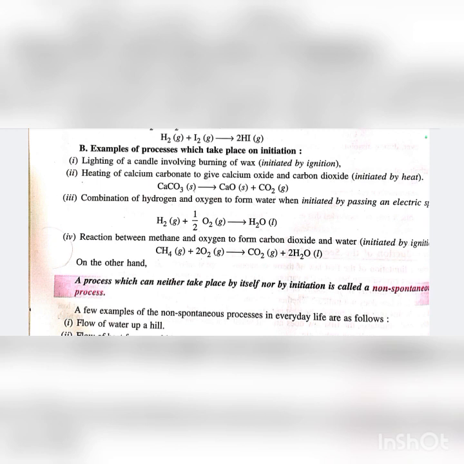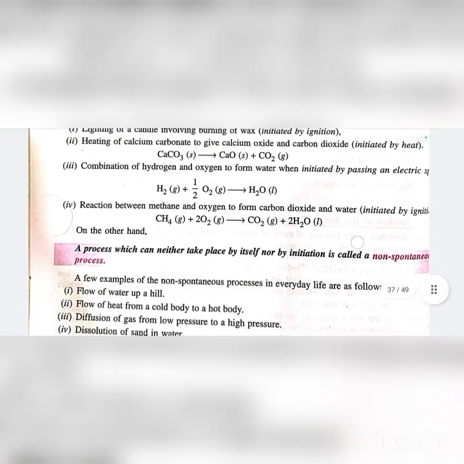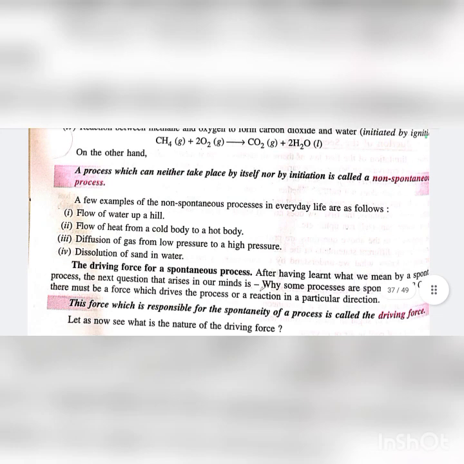On the other hand, a process which can neither take place by itself nor by initiation is called a non-spontaneous process. A few examples of non-spontaneous processes in everyday life are as follows. First is flow of water up a hill. Second, flow of heat from a cold body to a hot body. Third, diffusion of gas from low pressure to high pressure. Fourth is dissolution of sand in water.